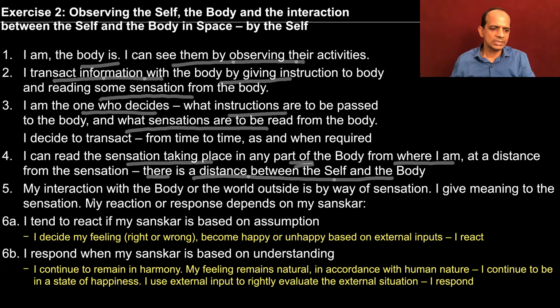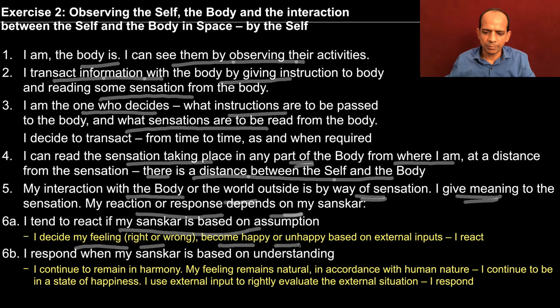In step 5, we could see that my interaction with the body or the world outside is by way of sensation. And I give a meaning here. I associate some meaning to every sensation. So my reaction or response depends on my sanskar, the way I associate the meaning. So I tend to react if my sanskar is based on assumption. Then I decide my feeling, whether right or wrong. I become happy or unhappy. Based on external inputs, I react. I'm enslaved. Isn't it? If my happiness is dependent on something outside, I'm enslaved and I keep on reacting either inside or outside.